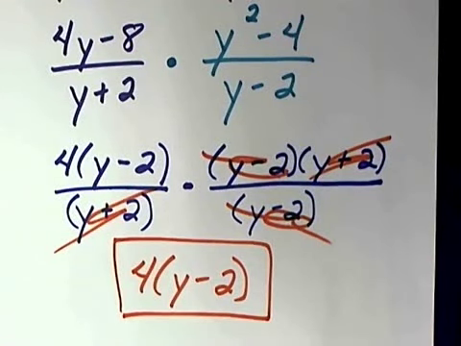So to simplify, we factor and cancel. To multiply, you factor and cancel. To divide, you flip the second fraction and then multiply by factoring and canceling. And that's how to simplify, multiply, and divide rational expressions.